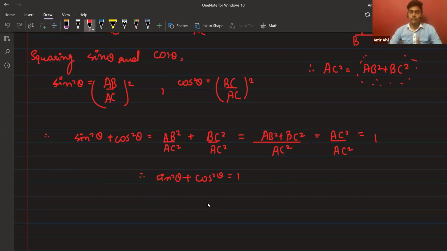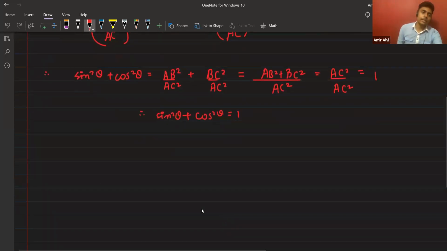Adil, please let me know, is it clear to you or not? Similarly, you can prove the other trigonometric identities which I'm going to write. I'm not going to prove every identity, because that's not part of the syllabus. It's just to memorize the identities.